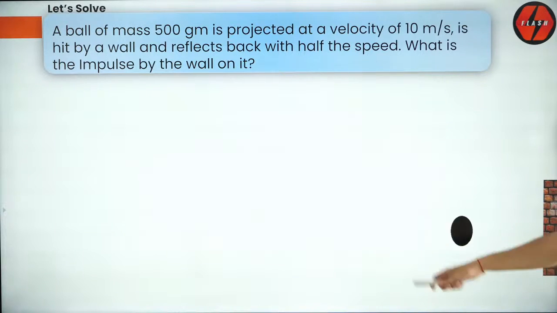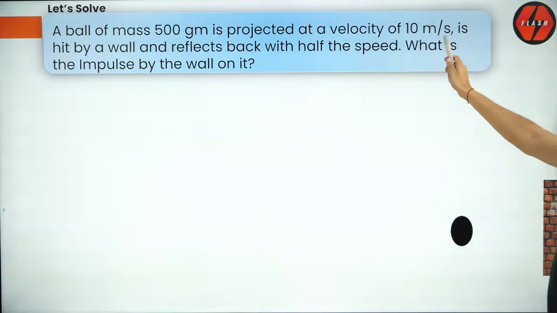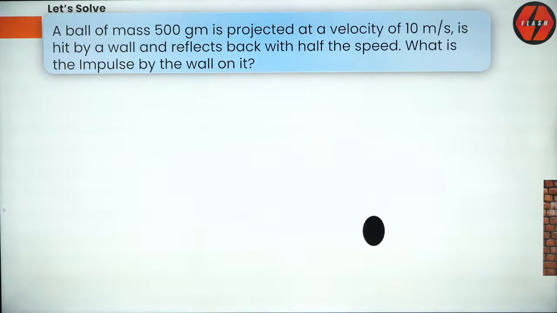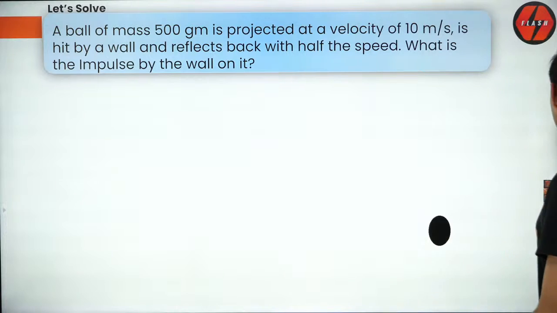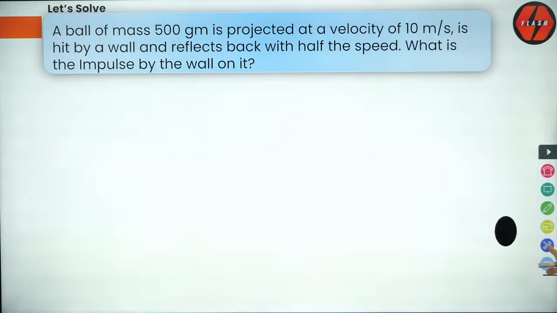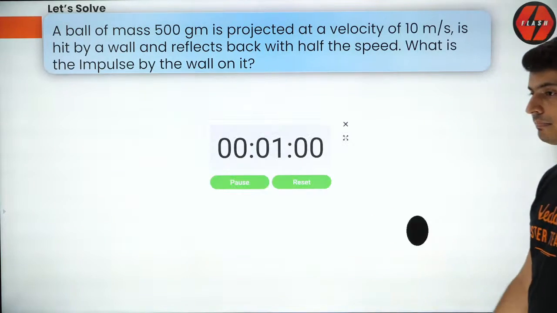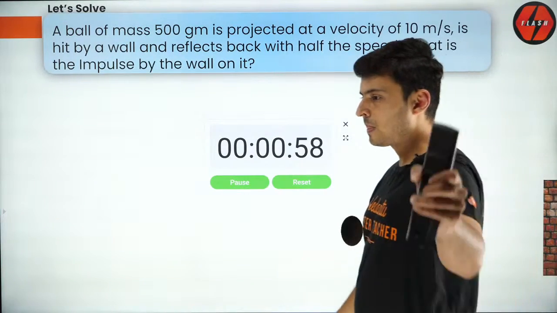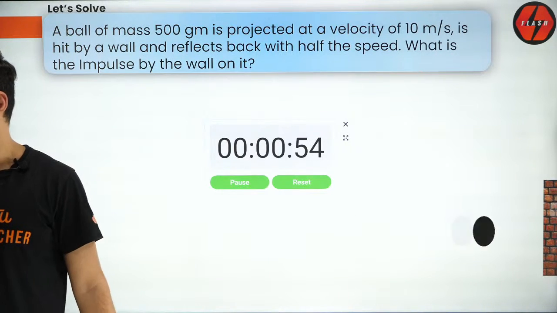How about this? A ball of mass 500 gram is projected with a speed of 10 meters per second. It hits a wall and reflects back with half the speed. What is the impulse by the wall on it? I'll give you 1 minute to solve the problem, and let's see how many of you get the answer. Timer has started. Come on, guys.